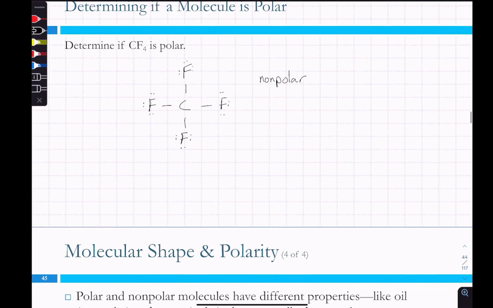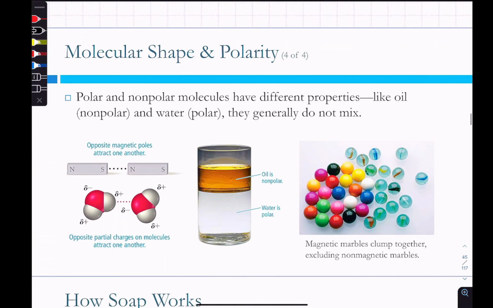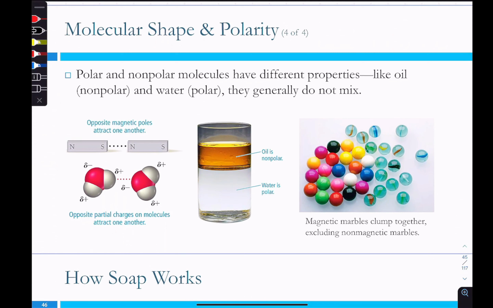Is it nonpolar? It's nonpolar. All right, molecular shape and polarity. I said I was going to dial it in. All right. Yeah, so these are magnetic marbles, actually. I keep meaning to buy these. I'm going to buy some, and then I can bring them to class and you can play with them.